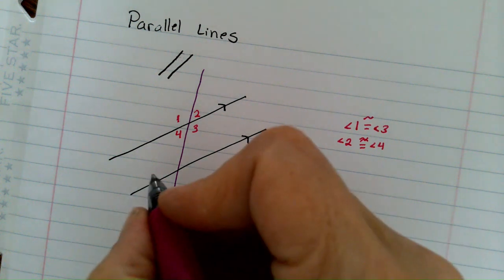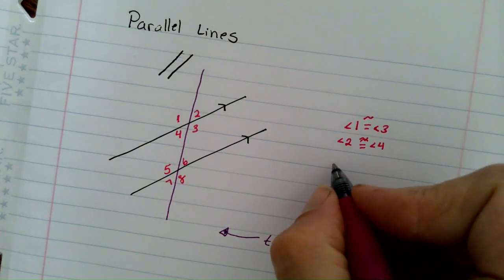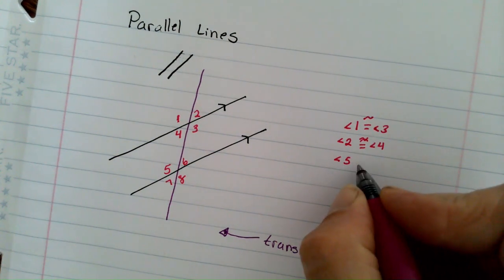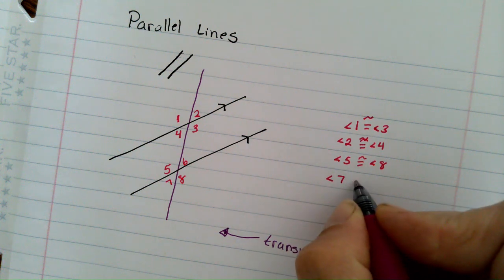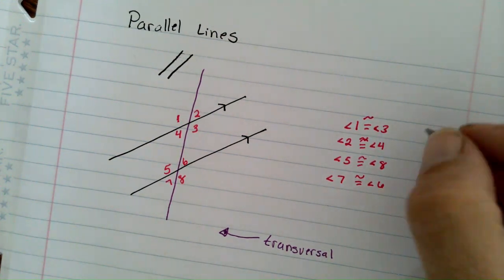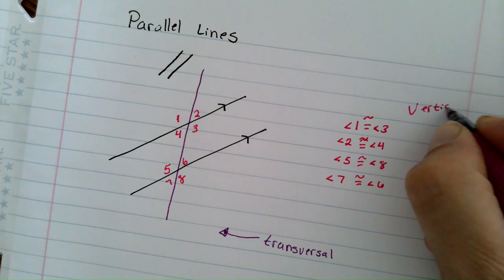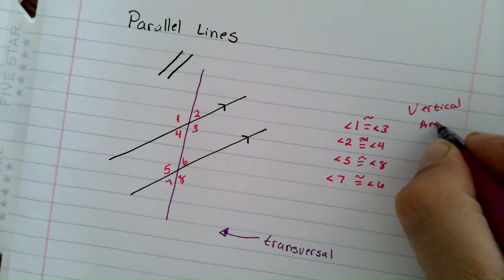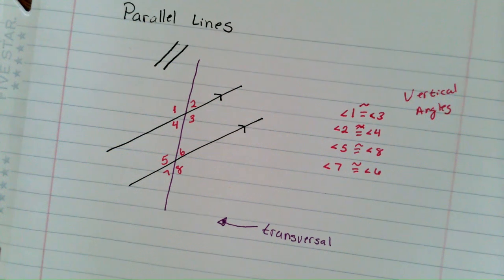So let's go ahead and keep numbering 5, 6, 7, 8. So angle 5 is congruent to angle 8, and angle 7 is congruent to angle 6, all due to the fact of vertical angles. Okay, so we've had a ton of vertical angles coming in there.